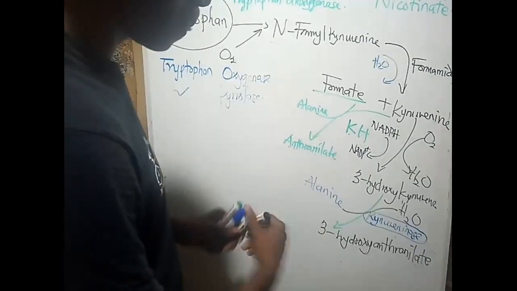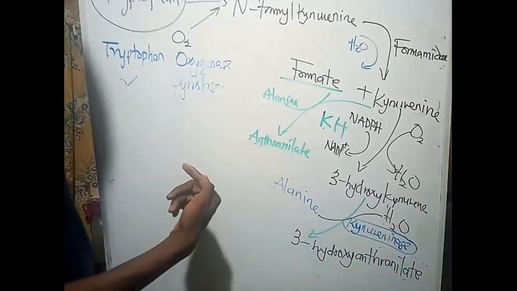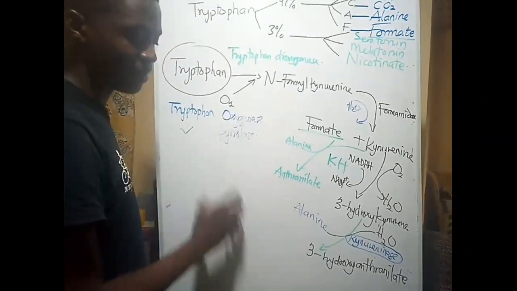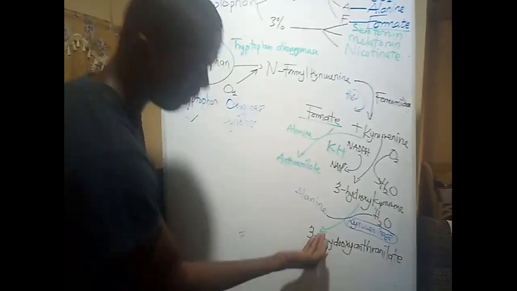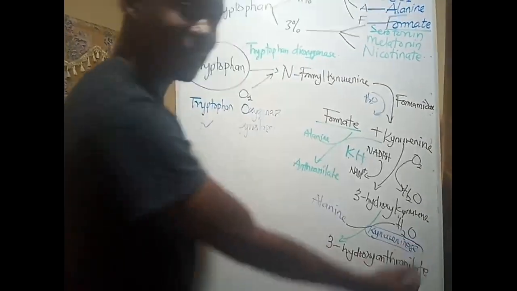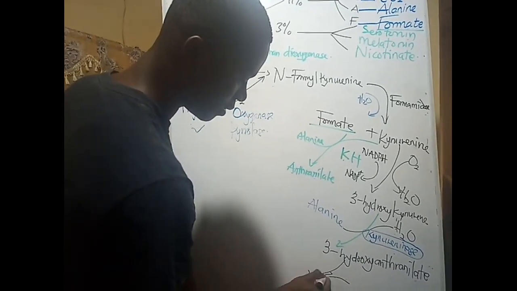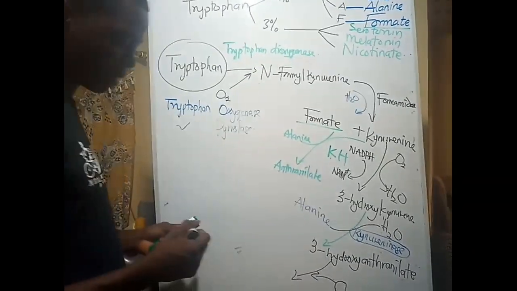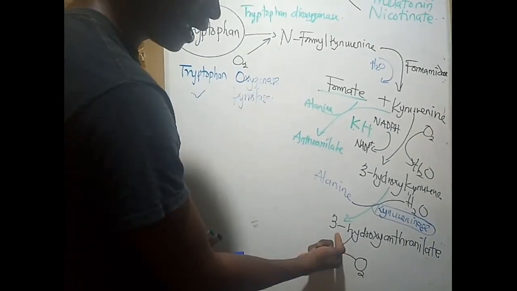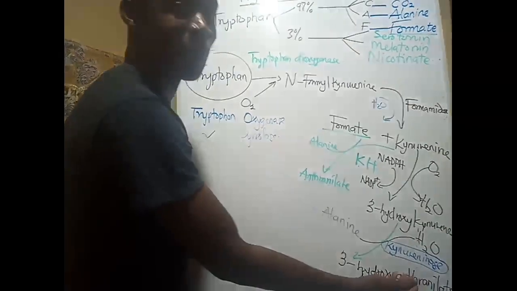Kynureninase. Now, the 3-hydroxykynurenine can also, there's another branch point which will lead to the production of xanthurenate. Good, that is the branch point. But I said we are going along this major pathway. Is that okay? So, the 3-hydroxyanthranilate is further broken down by the addition of oxygen. So, an oxidation reaction. Good. So, it is oxidized, and the enzyme catalyzing this reaction is called 3-hydroxyanthranilate oxidase.